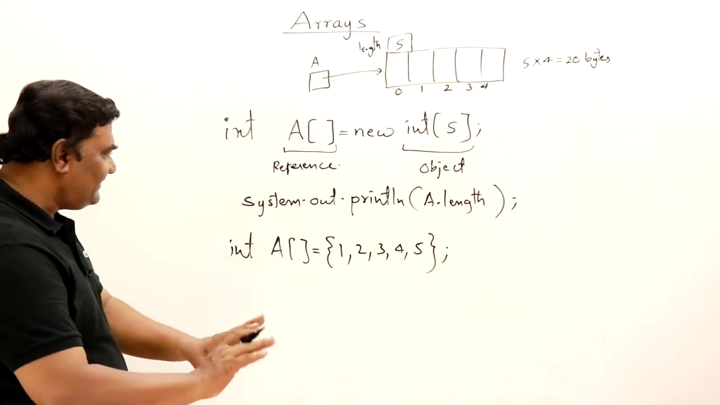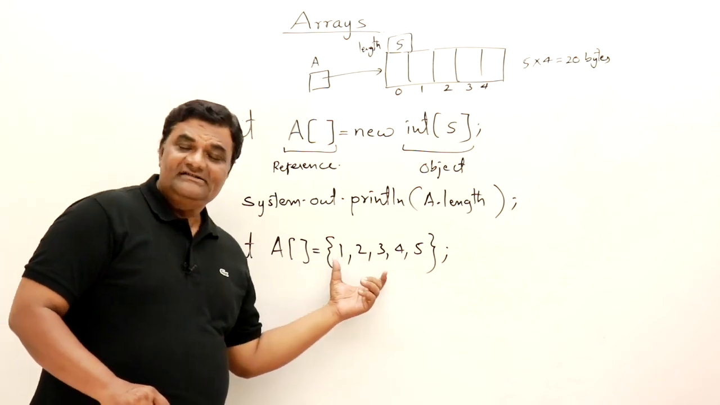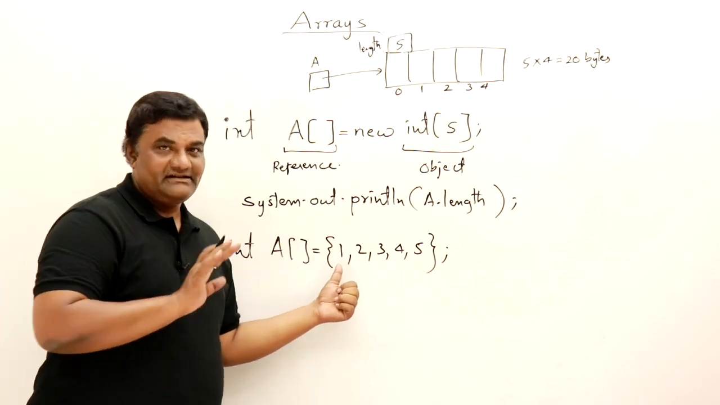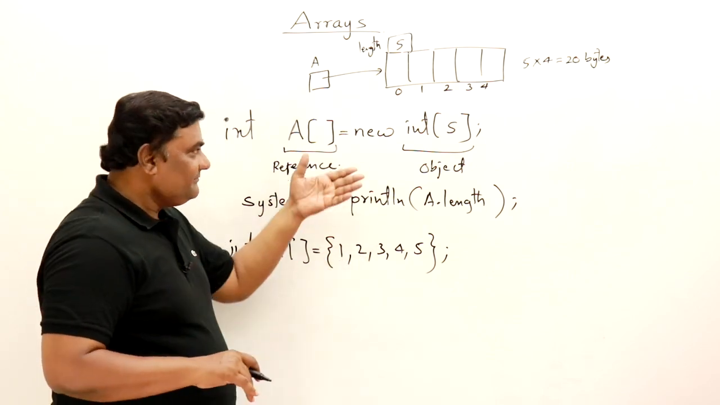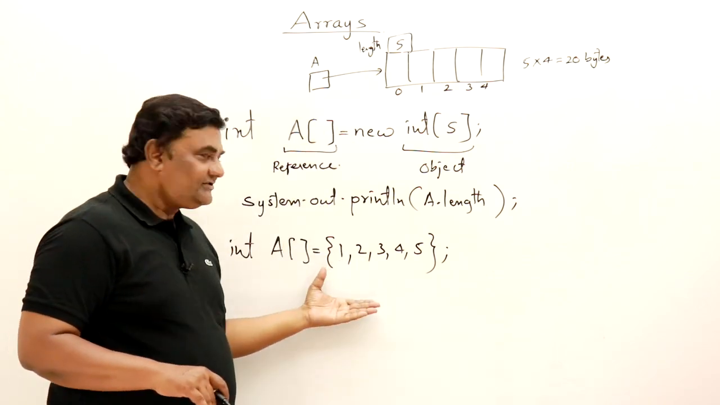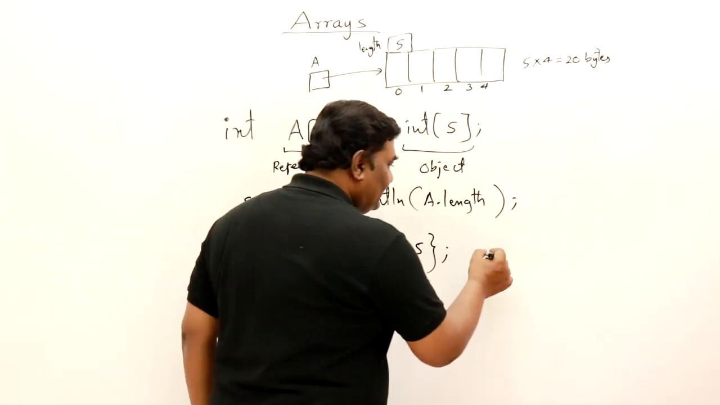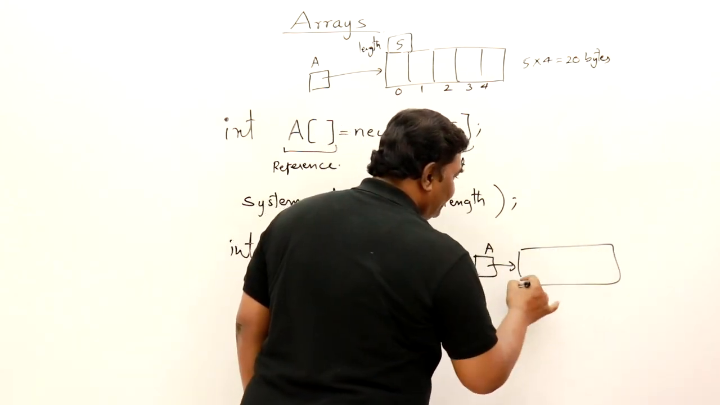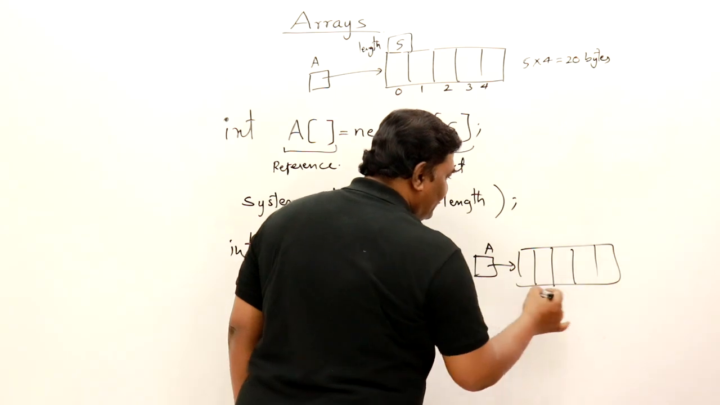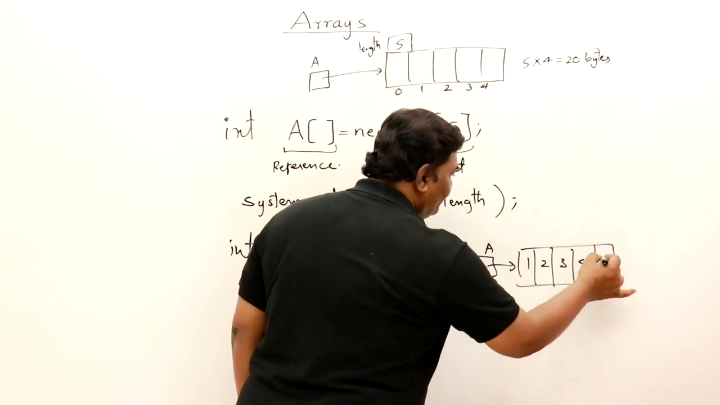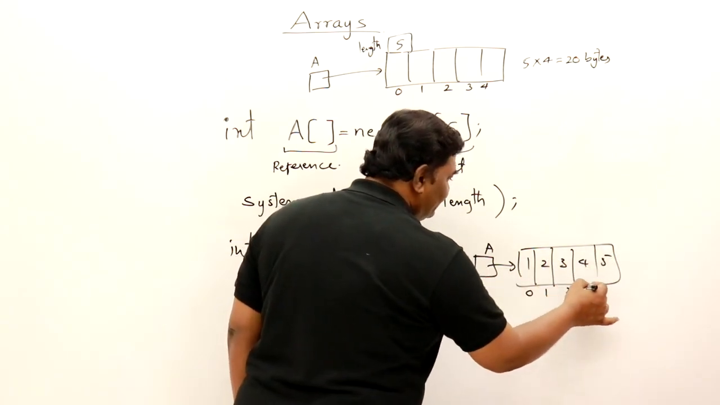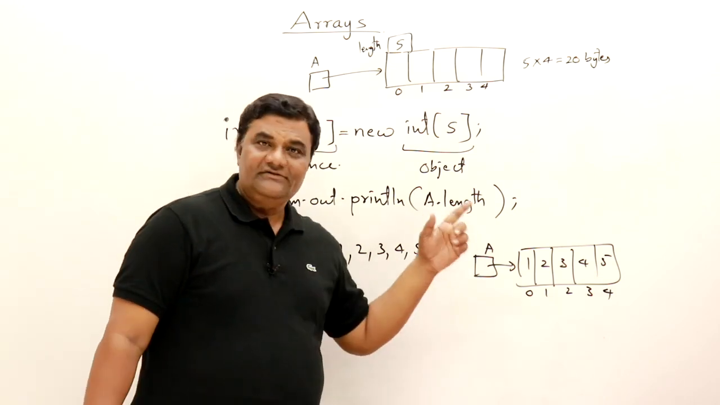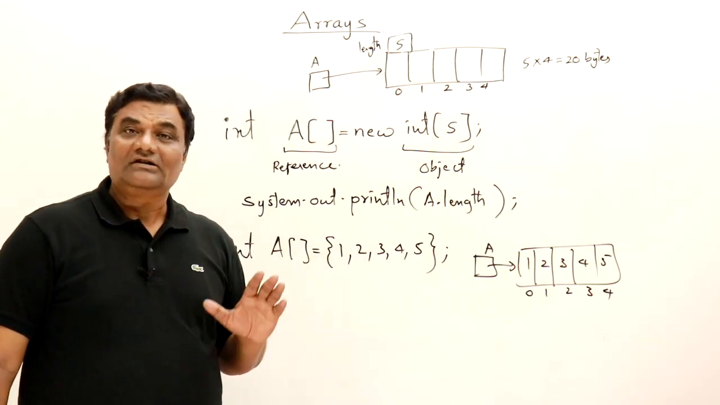Now here you can see that size is not given. Then how will it decide the size? Depending on the number of values that I am giving here, it will decide the size. So for creating an array, either I can mention the size or I can mention the elements. If you want to see this diagrammatically, then A will be referring to this array object of 5 integers, and the elements will be 1, 2, 3, 4, 5. These will be the elements and these are the indices. So this is how it looks. Whatever the number of elements you give here, it will take the exact size, not more, not less.